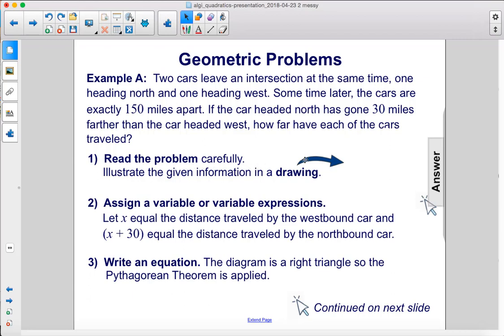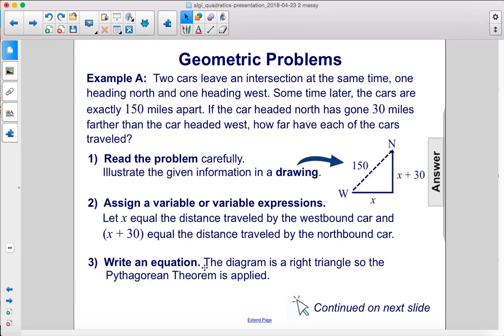Step 1. Read the problem carefully. Illustrate the given information in a drawing. So we have two cars leaving the intersection. One travels north, and it goes 30 miles farther than the one traveling to the west. And the distance between them at that point is 150 miles. So assign a variable or variable expressions. We're going to let x equal the distance traveled by the westbound car, and x plus 30 equal the distance traveled by the northbound car.